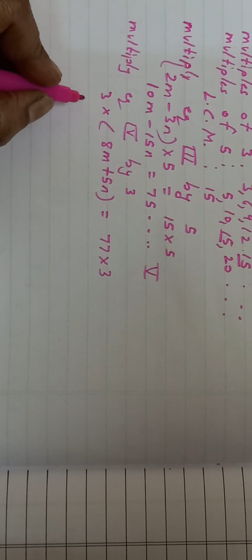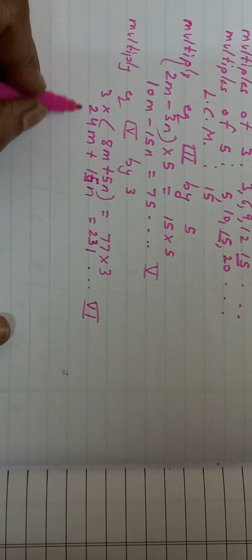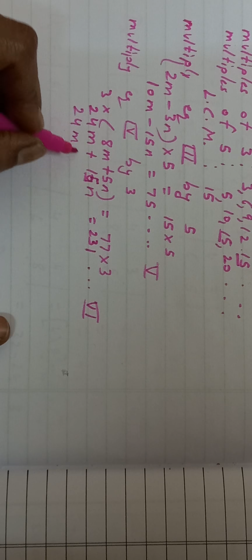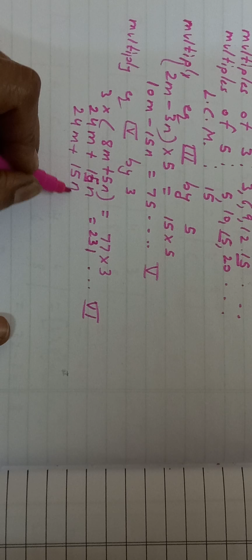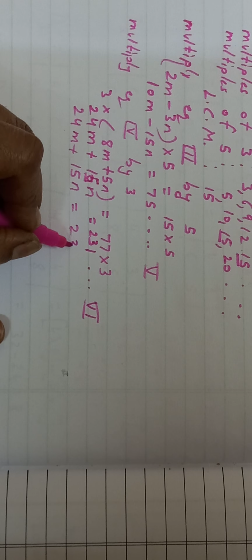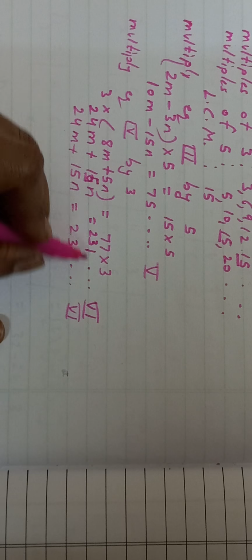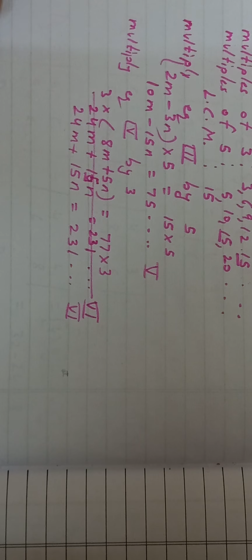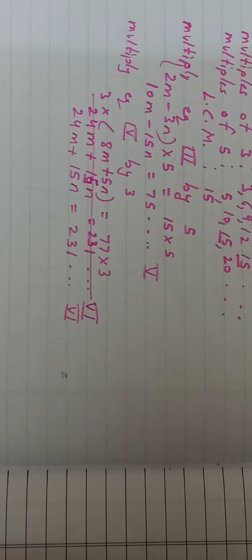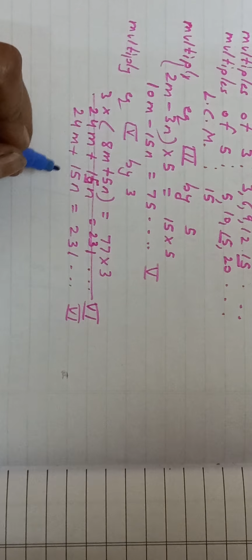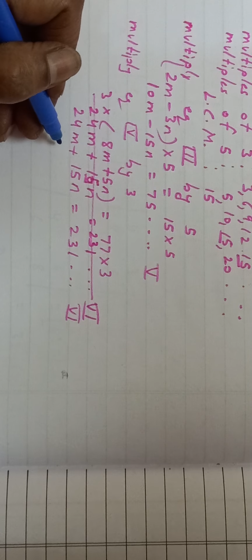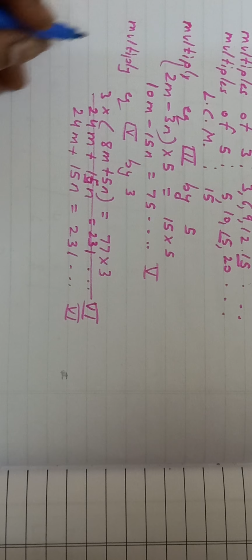Now already we have got 5 3s are 15n. I have to write here 24m plus 15n is equal to 231. This is the sixth equation. So we are getting fifth and sixth, here minus 15n and here plus 15n. So we will just add them because we don't have to change the signs.